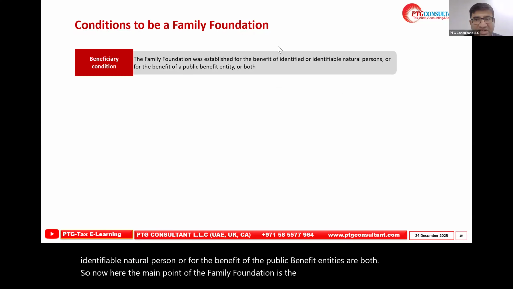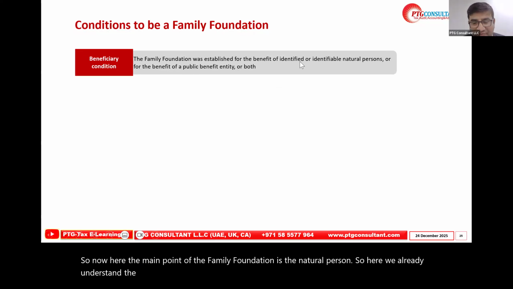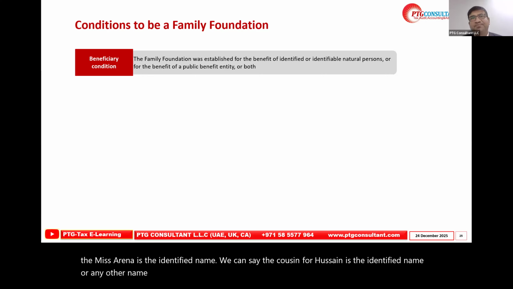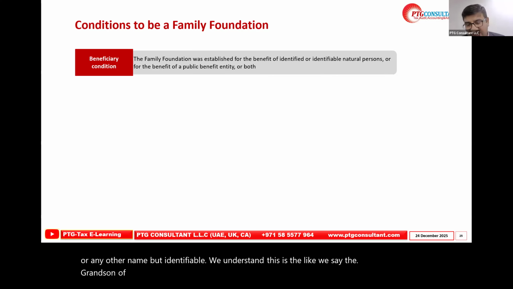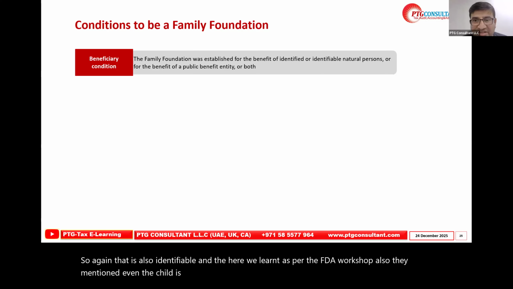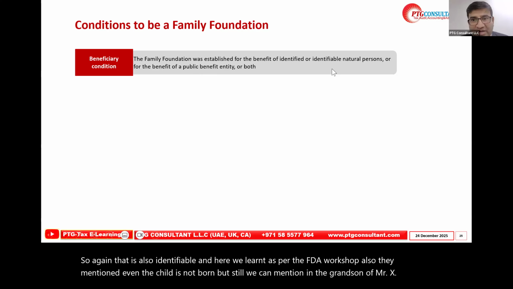We already understand that identified means by name. We can give any person's name, or we can say Miss Arina is the identified name, or Ghazanfar Hussain is the identified name, or any other name. But identifiable, we understand, is like the grandson of Mr. Ghazanfar Hussain, or the grandson of XYZ. That is also identifiable. And we learned, as per the FTA workshop, they also mentioned that even if the child is not born, we can still mention the grandson of Mr. X.